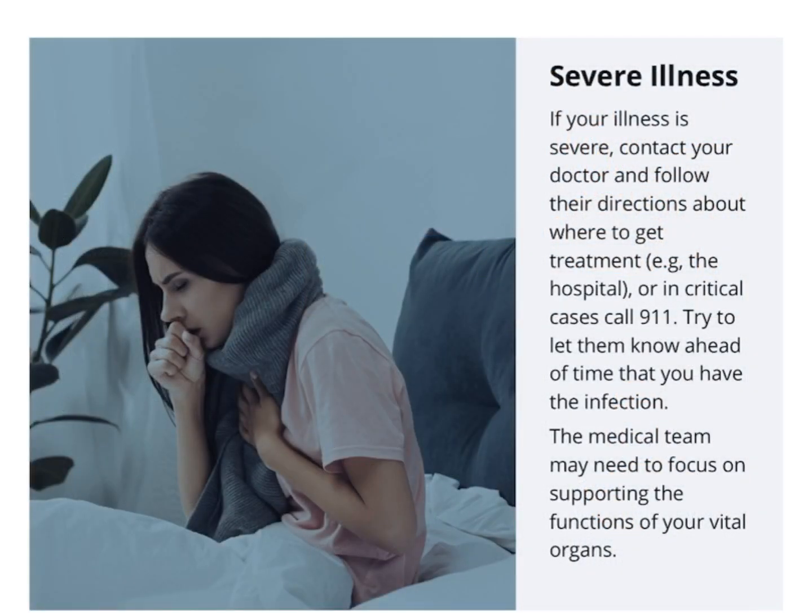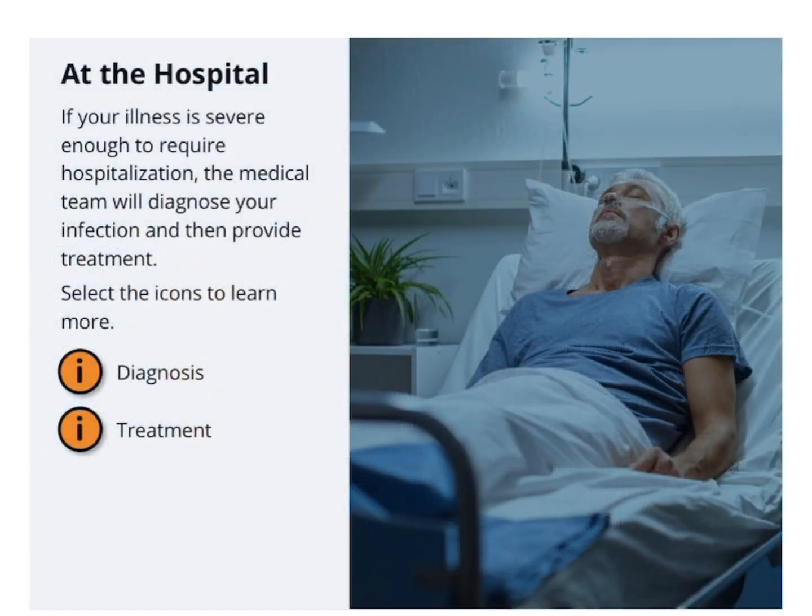If your illness is severe, contact your doctor and follow their directions about where to get treatment. For example, the hospital, or in critical cases, call 911. Try to let them know ahead of time that you have the infection. The medical team may need to focus on supporting the functions of your vital organs. If your illness is severe enough to require hospitalization, the medical team will diagnose your infection and then provide treatment. Select the icons to learn more.